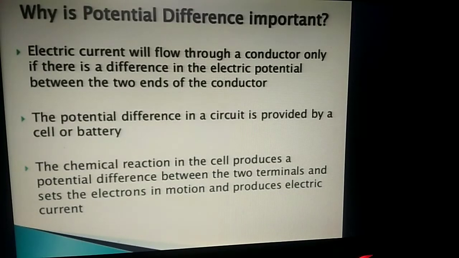Why is potential difference important? Electric current will flow through a conductor only if there is a difference in the electric potential between the two ends of the conductor. The potential difference in a circuit is provided by a cell or a battery. The chemical reaction in the cell produces a potential difference between the two terminals and sets the electrons in motion and produces electric current. This is the reason why potential difference is important: to set the electrons in motion in order to produce electric current in a conductor.